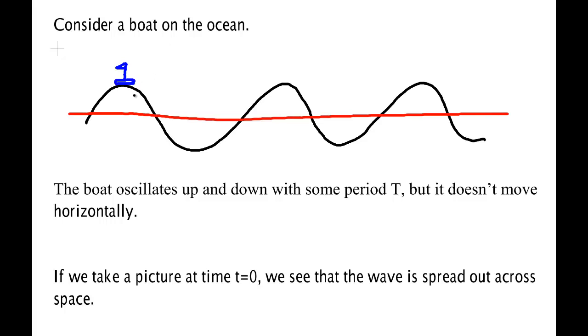So here's my boat, and at the moment it happens to be on one of the peaks. There is a distance between these peaks. I could take a photograph at a single instant of time, and I could see that there is some periodicity here across that length in space. And in fact, I could measure that to be some distance. On the other hand, if I was to watch over time, I would see the boat go down and then the boat come back up.